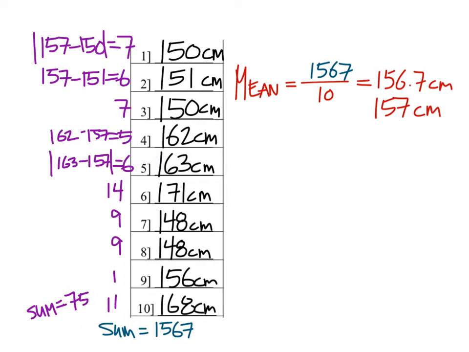But what I want is the average of those distances. So I'm going to divide that by 10, and I get 7.5. And as it turns out, that 7.5 is the mean absolute deviation. So the average distance each number is from the mean is 7.5 centimeters.